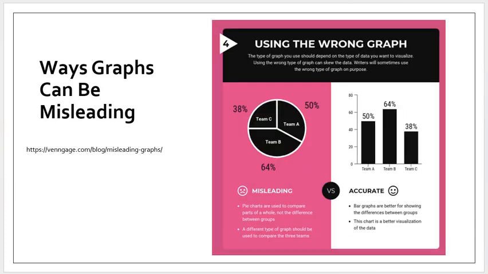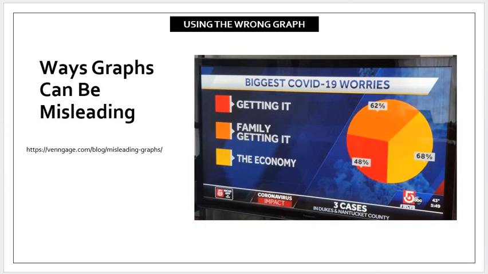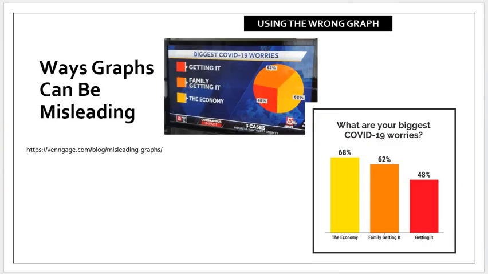Another way graphs can be misleading is using the wrong graphs. Pie charts are used to compare parts of a whole, not the differences between groups. So a better way to represent these differences between the groups is with a bar graph. And again, we can see here that we have a misleading graph in the real world. And this would be a more appropriate graph for that data.